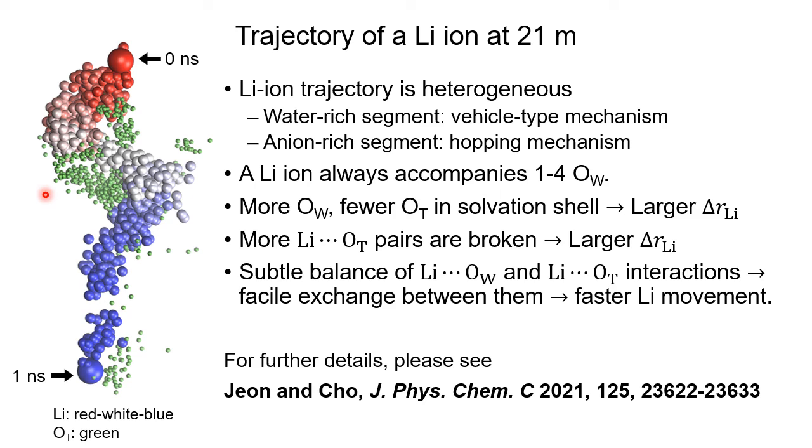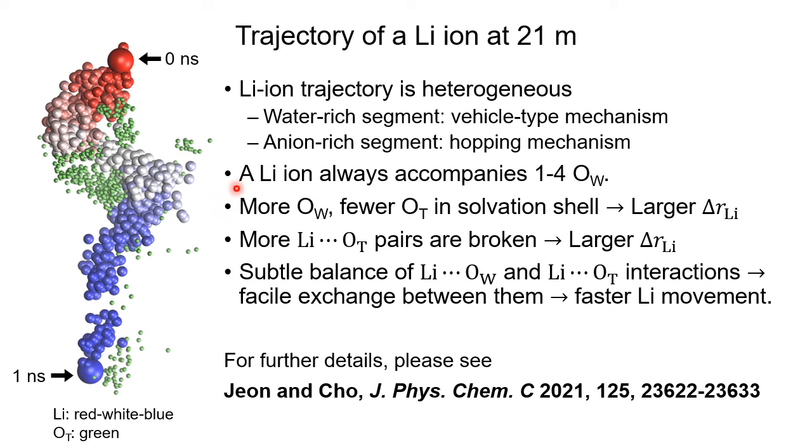Now we summarize the result of this study. We find that the lithium-ion trajectory is heterogeneous, with distinguishable water-rich and anion-rich fragments. So in this figure, the lithium ion moves from 0 to 1 nanosecond, and the empty regions correspond to the water-rich fragment, and this green region is the anion-rich fragment.